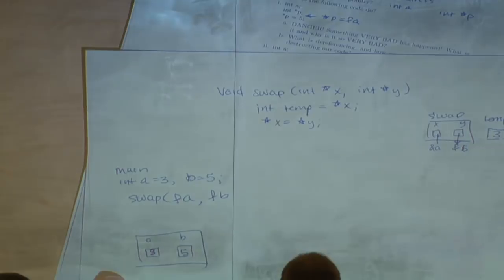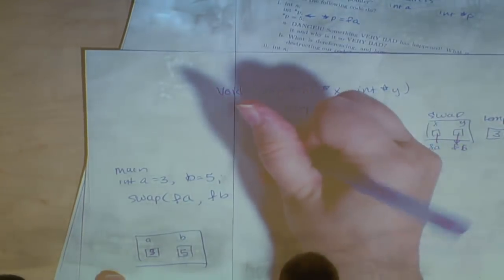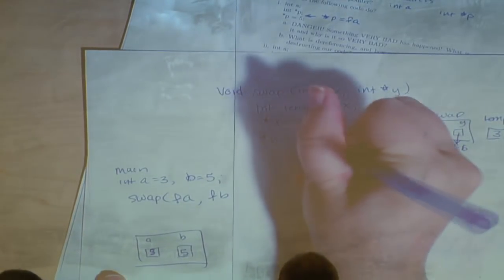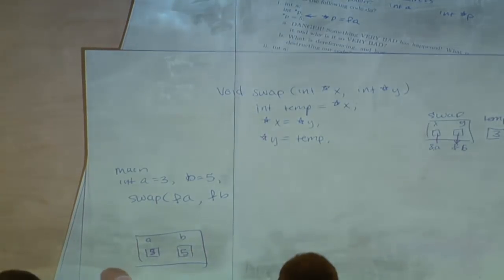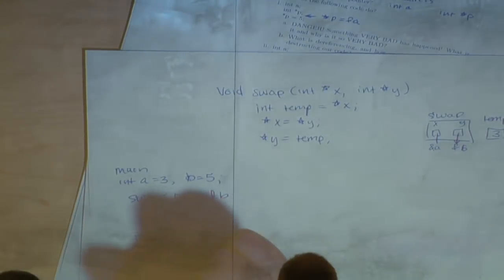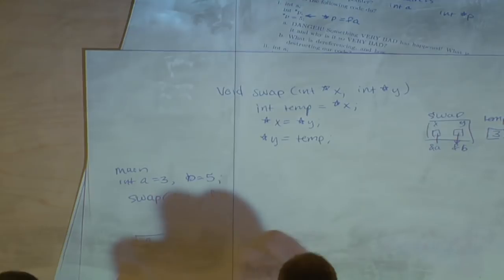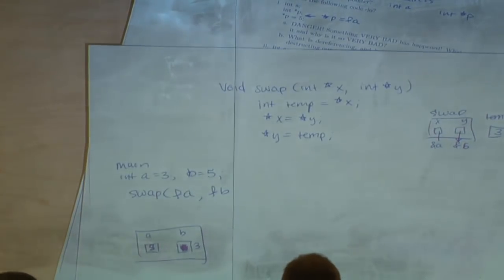Right. So then we have to set y to our temp. And then inside our main function, now this is 3. Okay. So we kind of got around the scope of main by using the pointers.